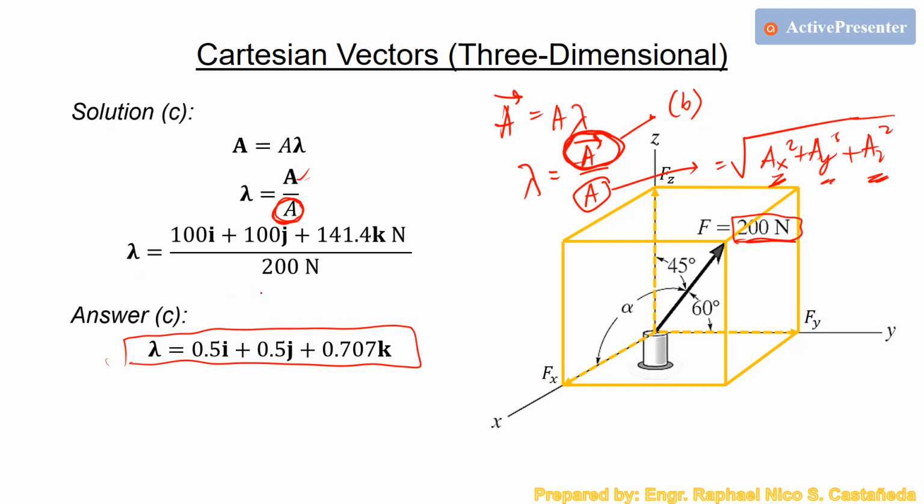How to determine if your answer is correct in the unit vector? You just apply its identity: 0.707 squared and so on. So the answer here, if you calculate that, must be equal to 1. So if it is not equal to 1, then it's not correct. So that's how you double check if your unit vector is correct.